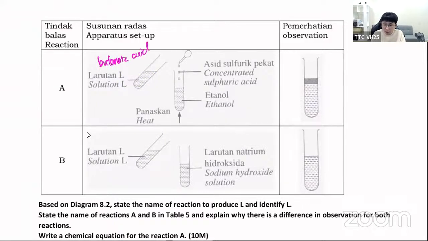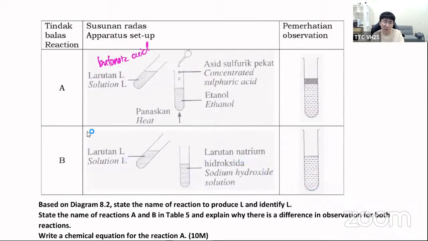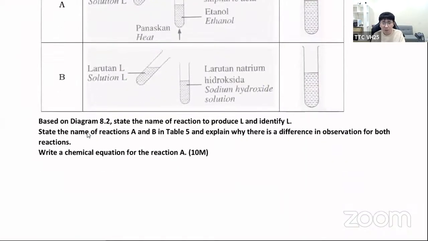Do you think your acid and alcohol, after reaction, form a special layer? And then acid plus sodium hydroxide, no special layer, okay? But I never tell you what color it is. So now, state the name of reaction at A and B, and explain why there's a difference in observation for both reactions, and write a chemical equation, 10 marks.